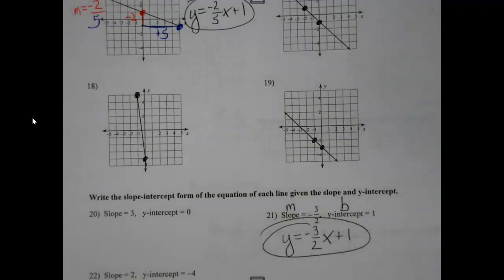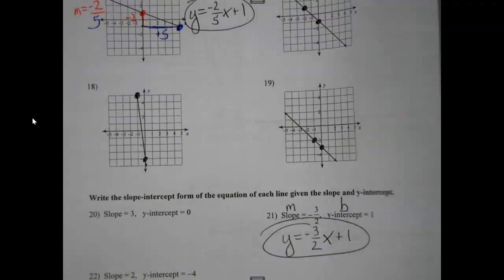So we're not trying to make this overly complex. We're just trying to work it out as best we can.